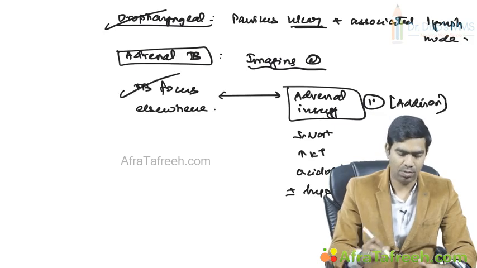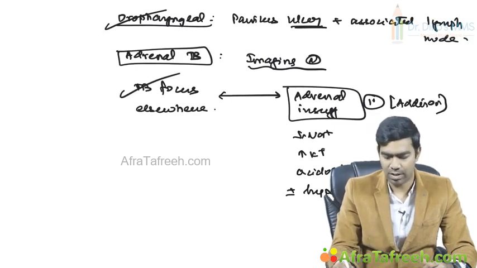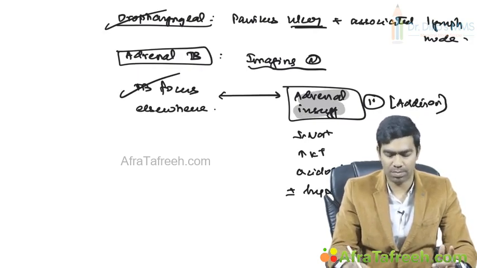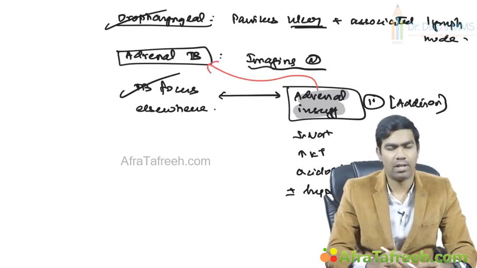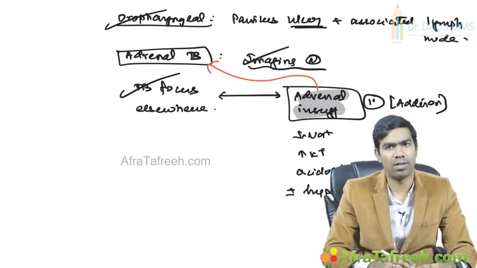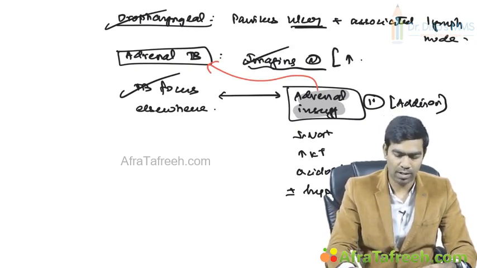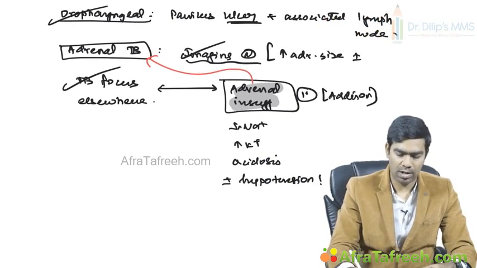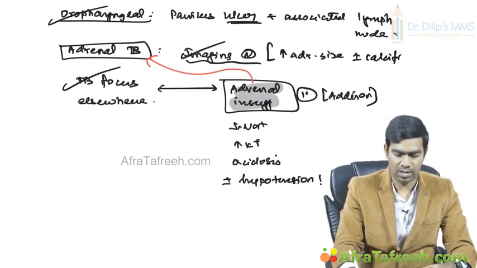So whenever you have the TB focus elsewhere and when you have adrenal insufficiency, this gives rise to a strong suspicion that the patient might have adrenal involvement. Remember, when you do imaging, most of the time the adrenal gland will look normal. Even though textbooks will tell the adrenal size will be enlarged and you might see a bit of calcification in the adrenal gland also, but these are not very classic. These are not specific at all for your adrenal gland involvement.